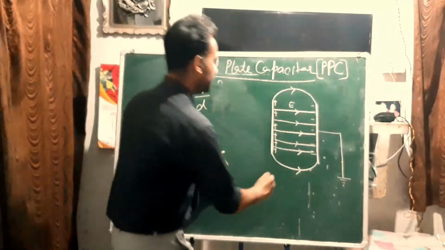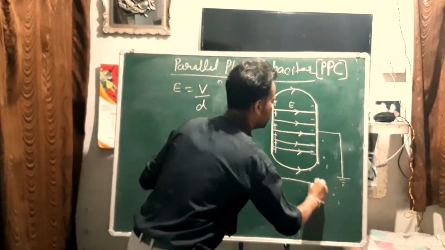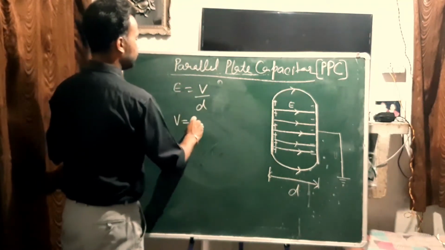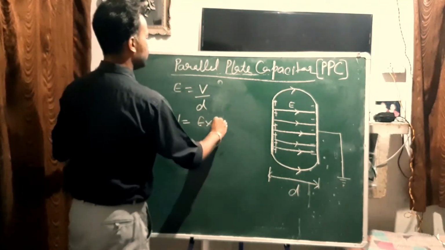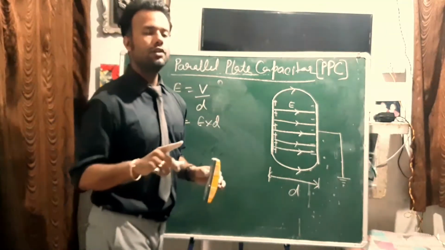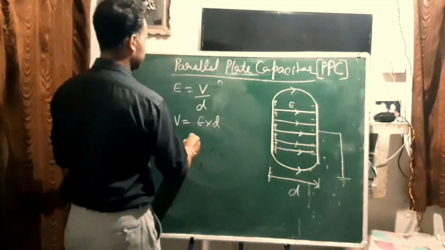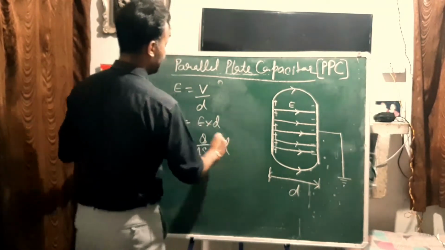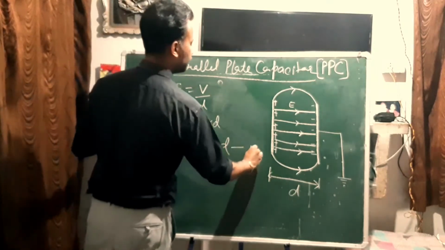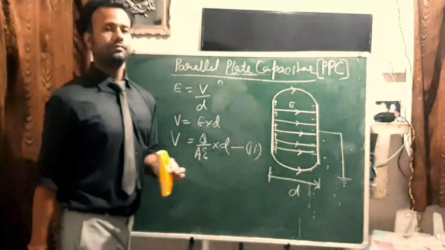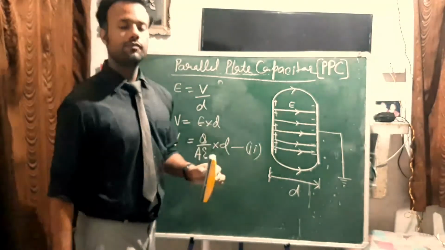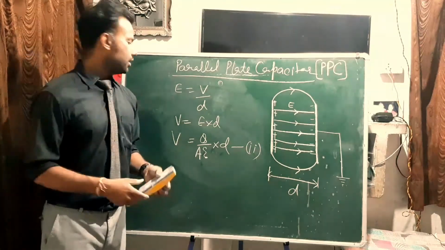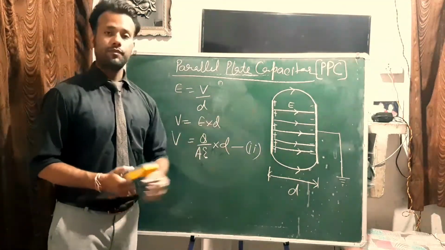What is D here? D is the distance between the plates. So what will be V then? V will be E into D. And from equation number 1, E was Q upon A epsilon naught, so V is Q upon A epsilon naught into D. So here is the value of electrical potential due to these two plates. Now our second step has been completed. We have determined the value of potential due to this system.